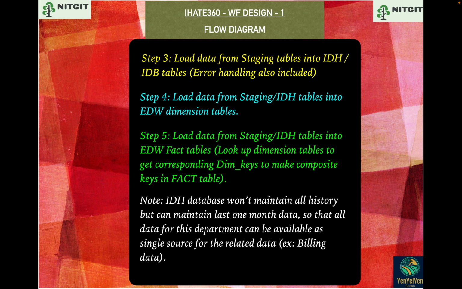If it also maintained all history, many performance issues would happen, because the EDW we maintain is a partially normalized structure, which is the structure for an enterprise data warehouse, and it maintains a lot of history. So you don't need to maintain that in the transaction database. This transaction database is loaded with only 1 month of data, so that downstream users who want to extract data from different source systems get it consolidated and available as a single source of truth. So all the data for this department can be available as a single source for the related data, for example, billing data.